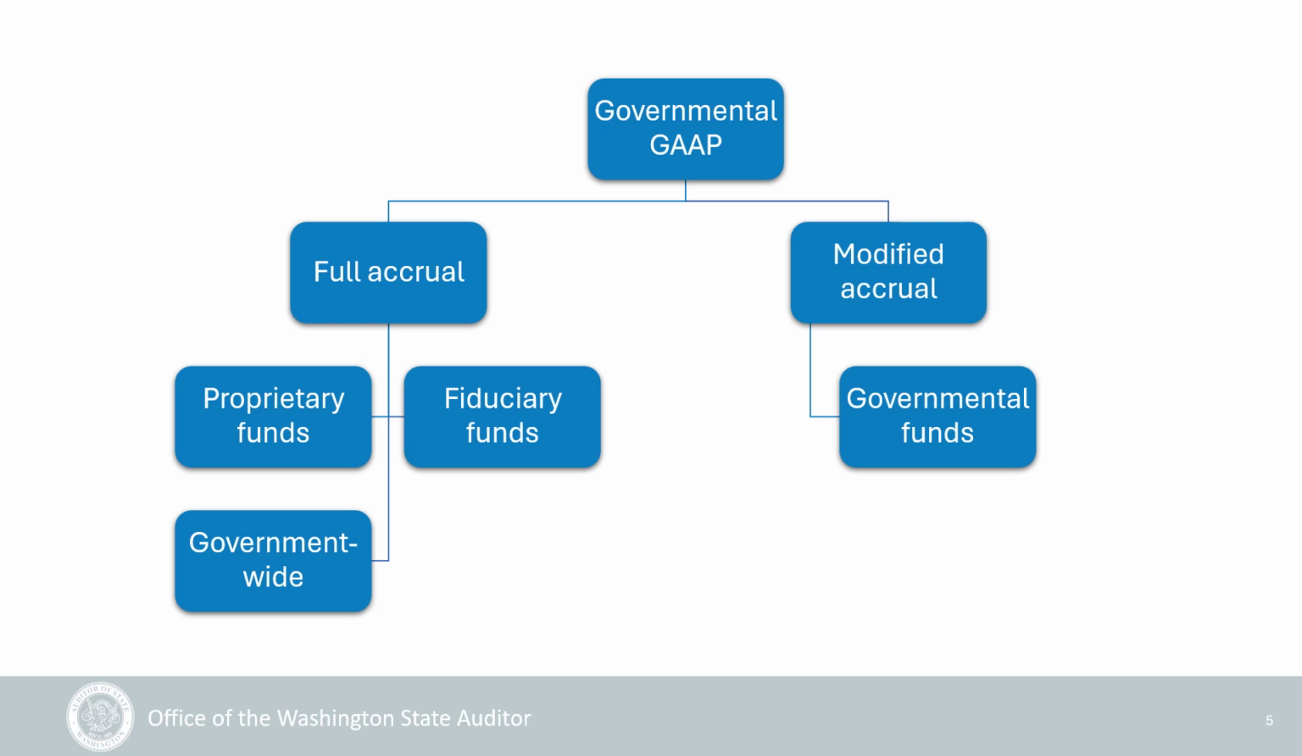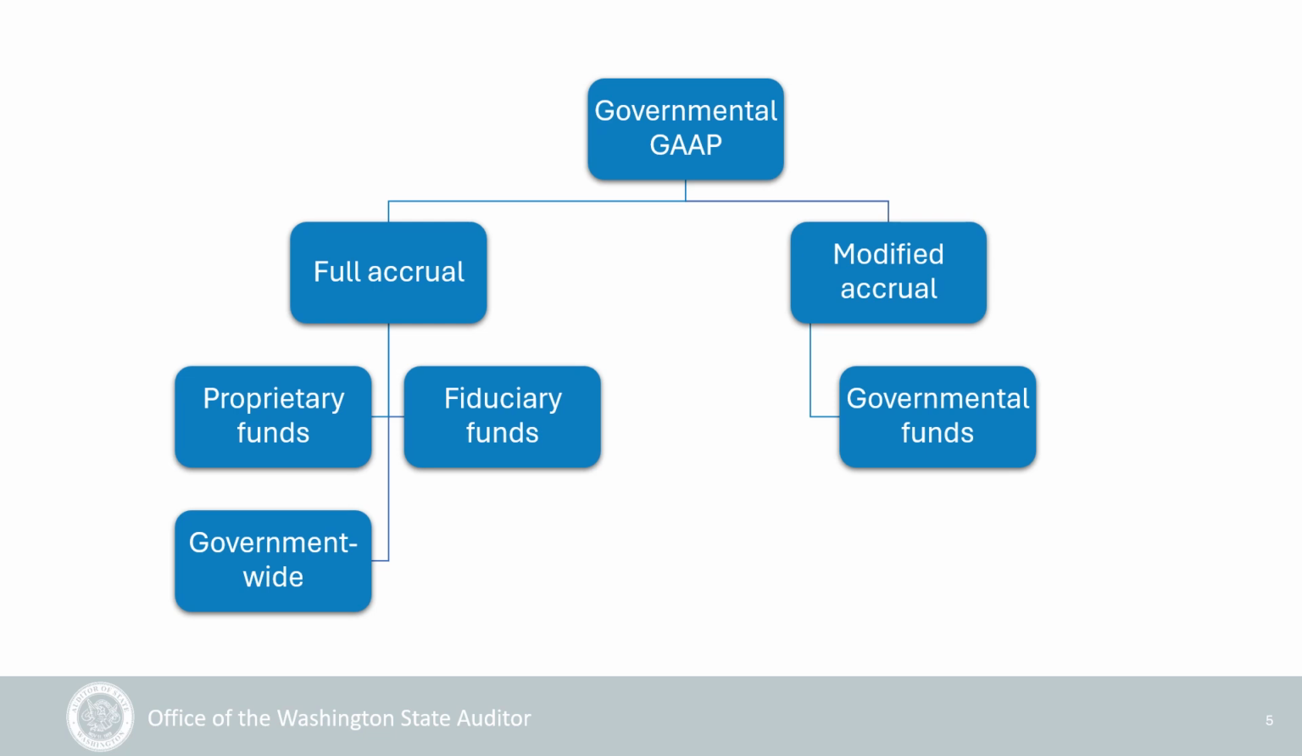Under governmental GAAP accounting, there are actually 2 bases of accounting. The first is full accrual, which is really similar to the normal accrual accounting. This is the accounting used in proprietary and fiduciary fund statements. It's also how the government-wide statements are prepared. If you need a refresher in basic accrual accounting, I recommend pausing this video and first watching the Accrual Accounting Fundamentals and Terms training.